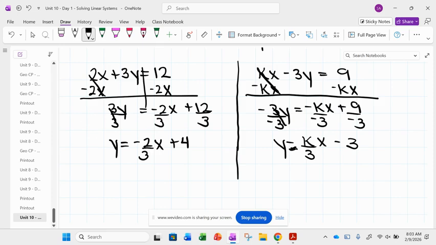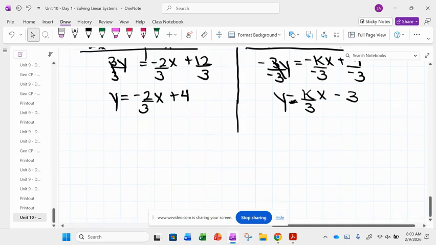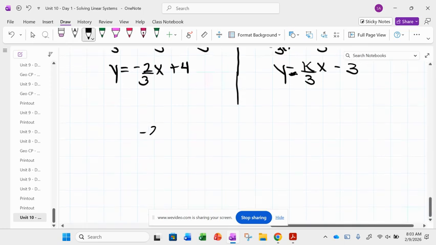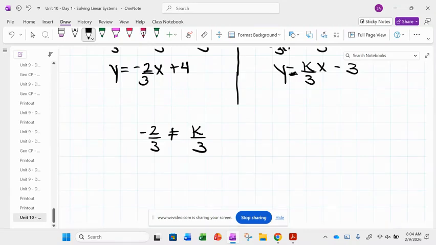Well, if the slopes are the same, will they have one solution? No. If the slopes are the same, they'll have no solution since the y-intercepts are different. So we need to just make sure that these slopes are what? Different. As long as the slopes are different, won't these lines at some point intersect? All right, so what do we need? We need negative 2 over 3 to not equal k over 3.